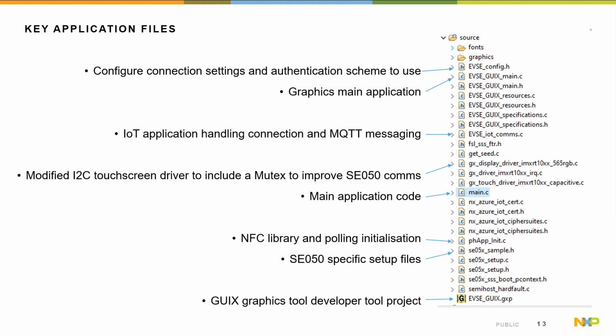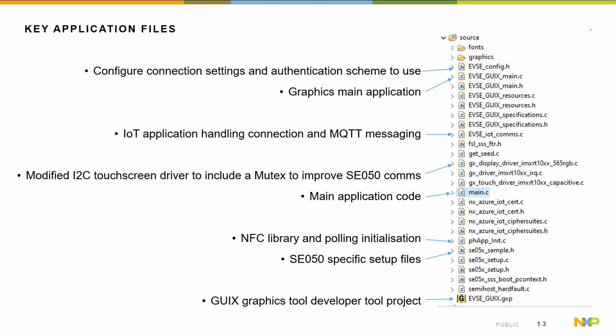We'll also have the GUIX, or the graphics main application. So this is where we store all of the resources and behavior of the actual graphics that we interact with. The next file of interest is the IoT file. This is where we have all of our IoT application, which is handling that connection and indeed the MQTT exchange or messaging between the device and the cloud. Very important file for us.